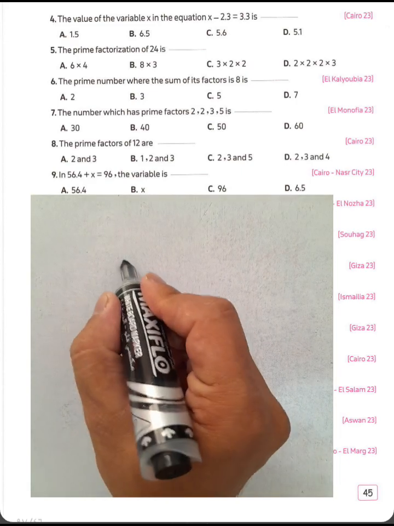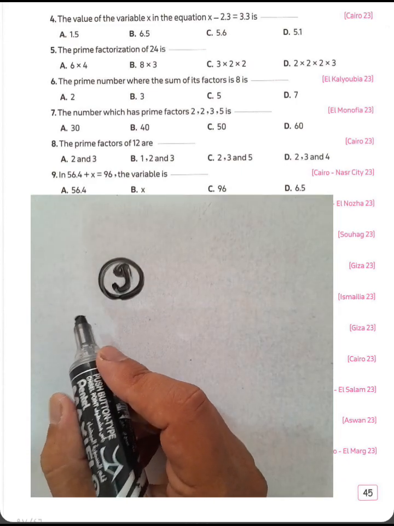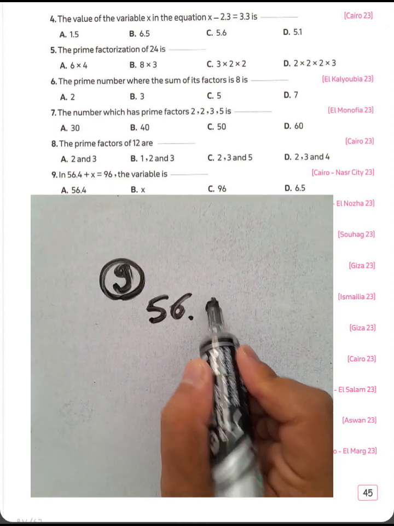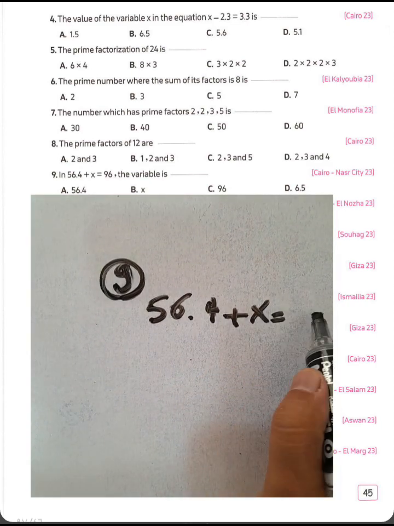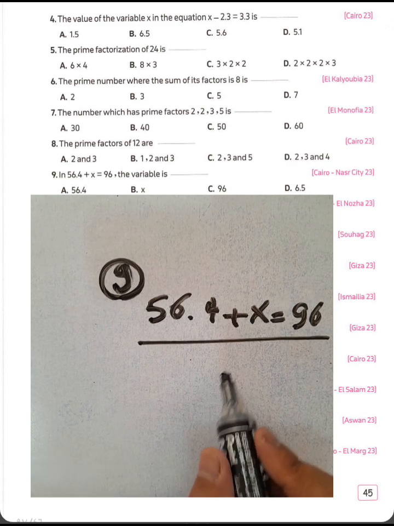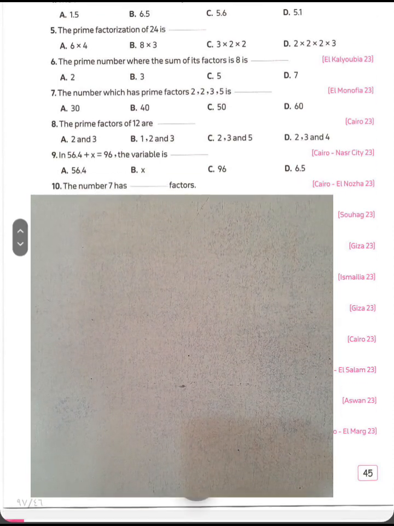Question number 9. Here, 56 and 4/10 plus x equals 96. We want to find the variable here. We called it x. We called it the variable. The variable in this equation will be x. Choose letter B.